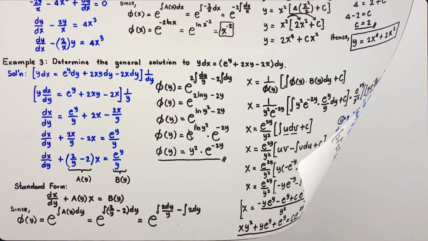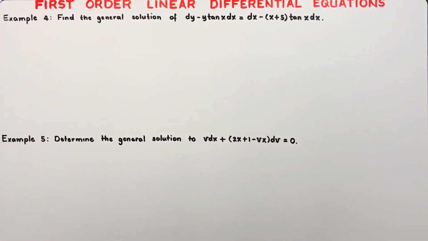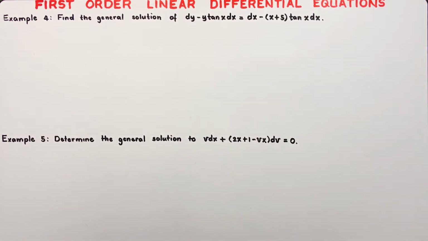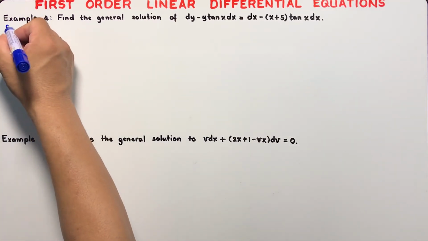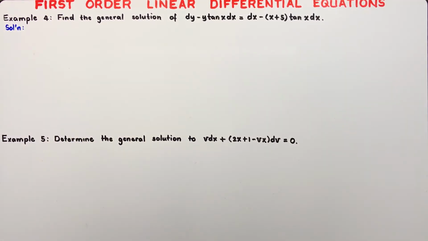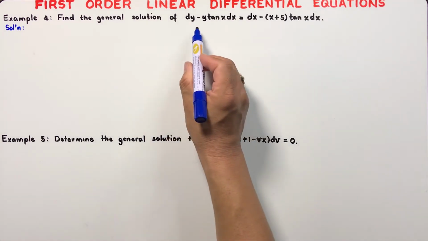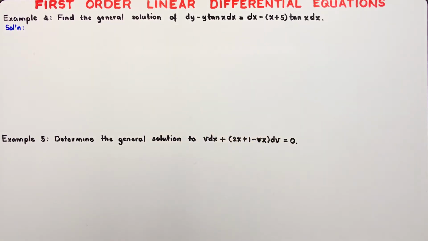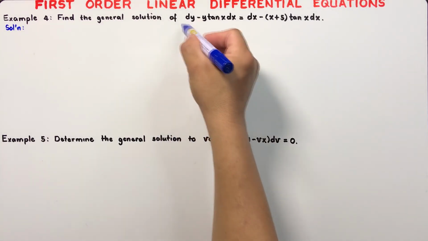Now let's proceed to our example number 4. Find the general solution to this differential equation. Now, to solve for this differential equation, we need to determine which variable is our dependent variable. And as you can notice, we have only one dy, but we have 3 dx here. So therefore, our dependent variable is y because we have only one dy.